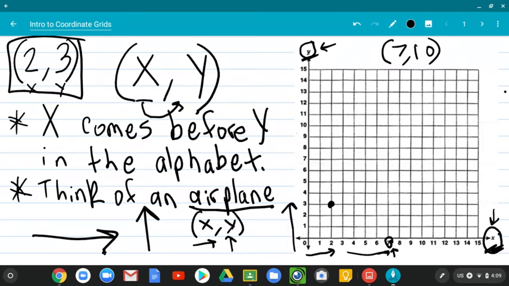One thing I like to do, and this is just a tip, is on a pencil, I would go over 7, and then I would just make a line up to the 10. And then you can erase that line. So I know where the point is. So then I can just erase it there. And then that's where that point would be. All right. So those are the basics. X comes before Y in the alphabet. So X is the first and then Y is the second. Think of an airplane going across and then up.